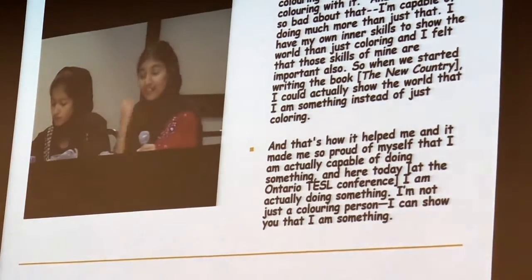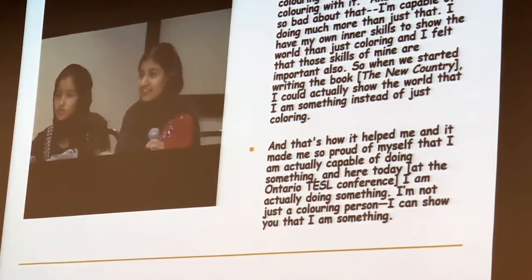And then how it helped me, like it helped me that when I was here and when I came here in grade 4, like the teachers didn't know what I was capable. I was given a pack of crayons and a coloring book and to get on coloring with it. And then after, I felt like so bad about that. I am capable of doing much more than just doing that. Like I have my own inner skills to show the world than just coloring. And then I felt like those skills of me were important also.